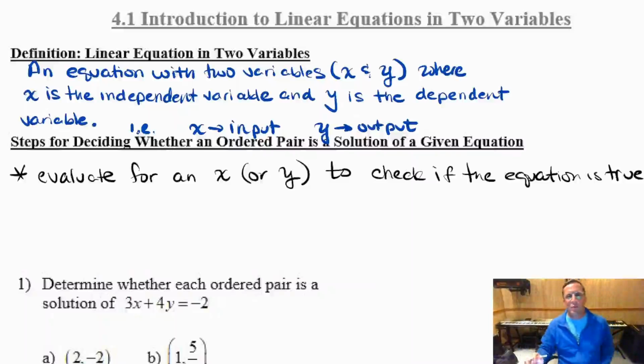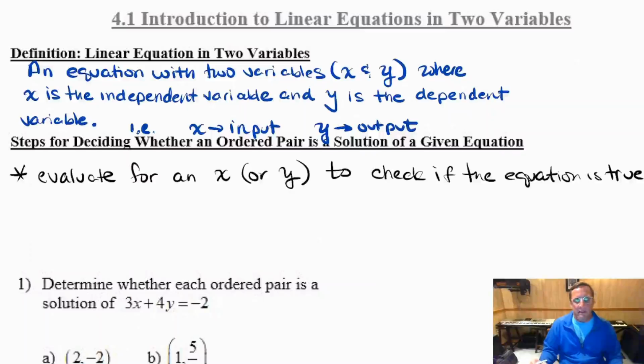For section 4.1, we're in chapter 4 here, Introduction to Linear Equations. We're going to talk about the intro stuff that has to do with graphing, the coordinate plane, the x and y, the ordered pairs, how to check your solutions, what an independent and dependent variable are. So we'll get into that.